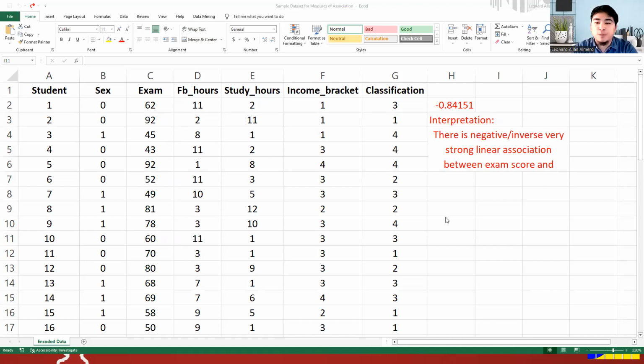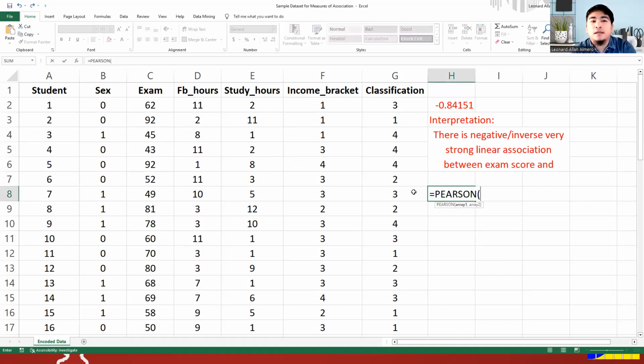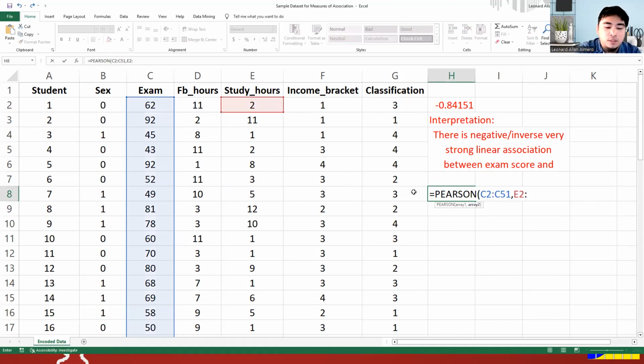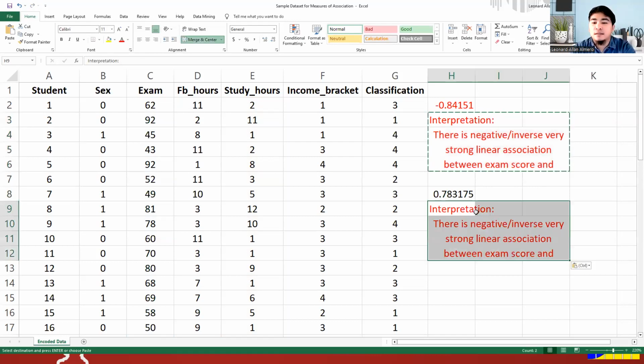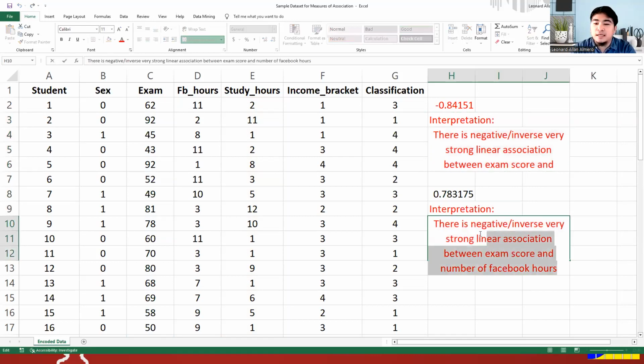So pwede pa tayo mag-try ng isa. Try naman natin ay Pearson naman ito, ni exam at saka ni study hours. So it's C2 to C51 and I think it's E2 to E51. Okay? So pag nakuha po natin yan, in-expect naman natin dito, positive, tama? Kasi habang nag-aaral ka, dapat tumataas yung exam mo. So yan. So nakuha natin ay 0.783175.